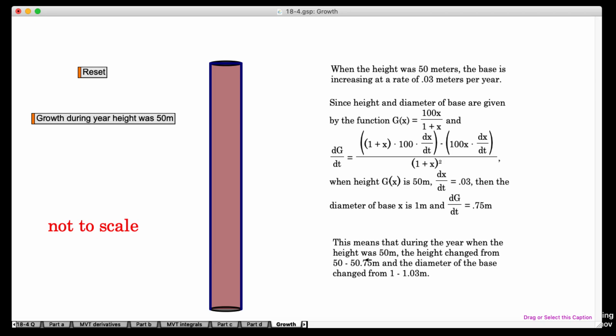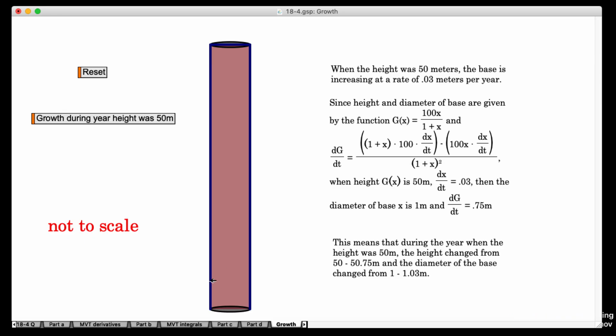So basically, even though this isn't exactly true, because this is changing continuously, this sort of means that during the year when the height was 50 meters, the height changed from 50 to 50.75. It grew 0.75 meters during that year. And the diameter of the base changed from 1 meter, it grew to 1.03 meters. So that's what this is saying, basically. So over that time period, the base changed from 1 to 1.03 meters. The height changed from 50 to 50.75 meters. Just to give you a little feeling for what's going on here.